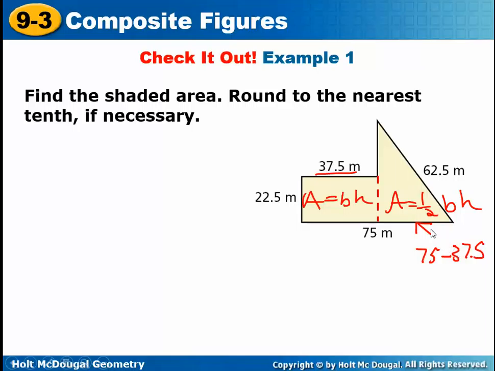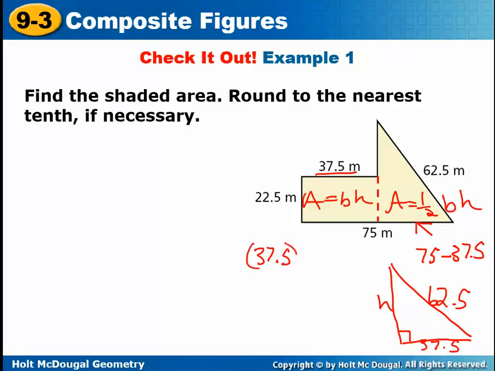And then the height of that triangle is not given to us. So for our triangle, we're going to need some more work to find the area. We know that 75 minus 37.5, oops, I added, 75 minus 37.5 is, oh, that's 37.5. And we'll need to use the Pythagorean theorem to find our height. So remember, when you use the Pythagorean theorem, if you're looking for one of the legs, you don't add the two amounts that you are given together. You'll have to be subtracting here.